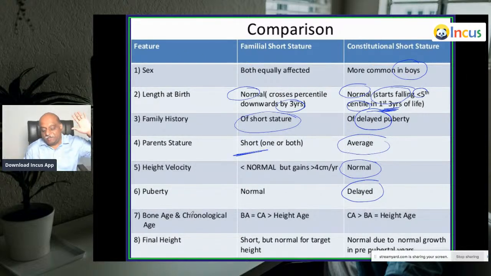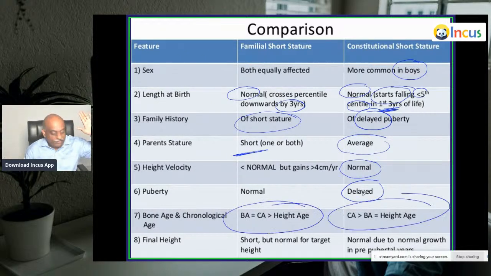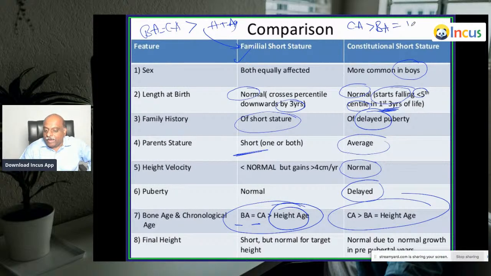Most important thing you should remember, this one. Write it in a white page notebook, 100 pages white pages notebook. Bone age is equal to chronological age, which is more than height age. That is familial short stature. Once more, say: bone age is equal to chronological age, which is more than height age. That is familial short stature. Whereas chronological age is more than bone age, which is equal to height age. This is constitutional growth delay. That is what you have to nail down.